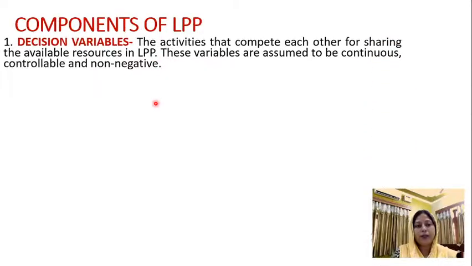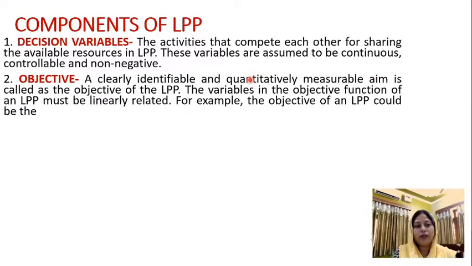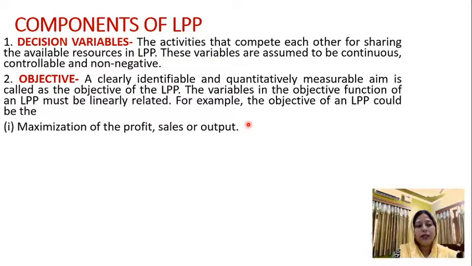The components of LPP are decision variables, which are the activities that compete with each other for sharing the available resources in a linear programming problem. These variables are assumed to be continuous, controllable, and non-negative. The objective is a clearly identifiable and quantitatively measurable aim. The variables in the objective function of an LPP must be linearly related. For example, the objective of an LPP could be the maximization of the profit, sales or output, or minimization of the loss, cost or time.